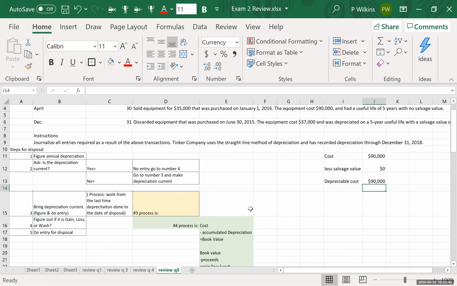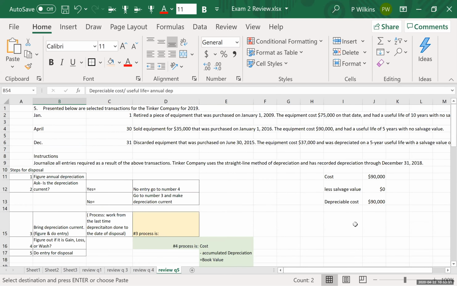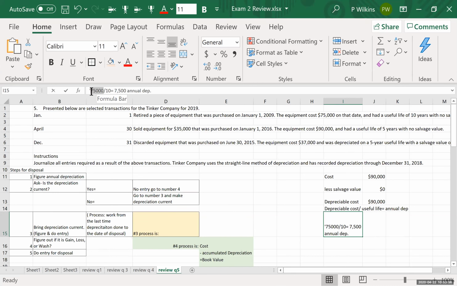So we take the depreciable cost. I'm going to go down here and just grab the formula. We take the depreciable cost divided by the useful life is our annual depreciation. So we have a depreciable cost of $90,000 for this one. We have a useful life of how many years? 5 years, divided by 5 years. So that tells us that the annual depreciation is $18,000 a year. Okay, our annual depreciation is $18,000 a year. So we've done step 1.